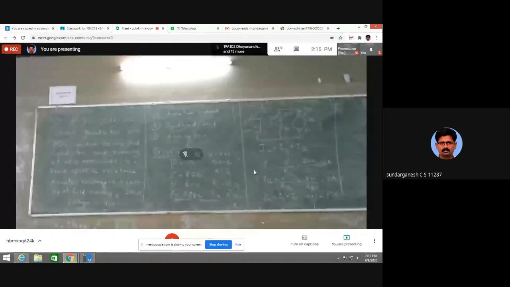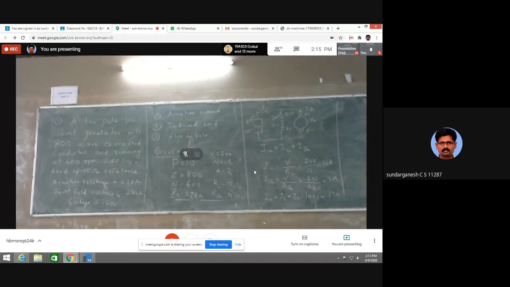We finish this step, we move to the next step. So now we have found the armature current. Next we have to go to the induced EMF.